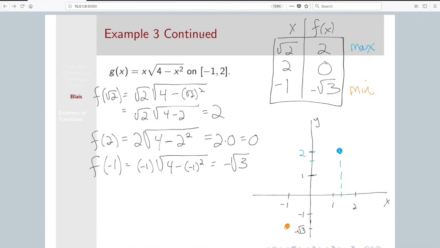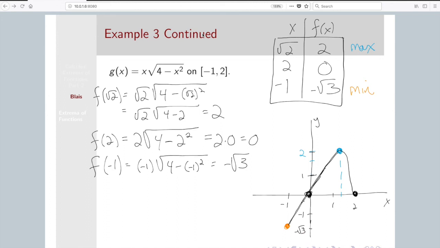And we plotted some other points. At x equals 2, we see that the function's value was 0. And we can also see it goes through the origin, because if you plug in x equals 0, you'll get y equals 0. So we also can see that we get it going through the origin here. And so we know our function looks something like this. And so we see the maximum value occurring here at the point root 2, 2, and the minimum value occurring here at the point negative 1, negative root 3.